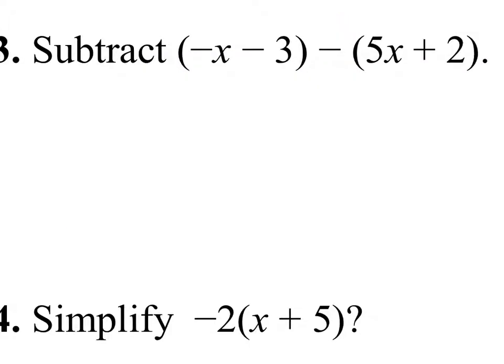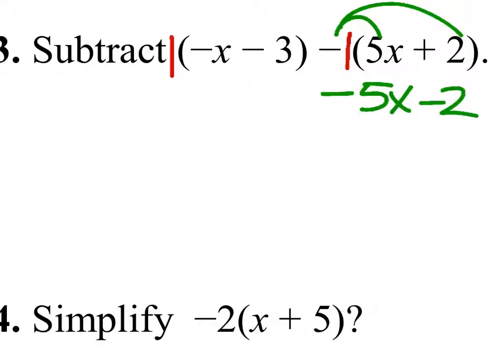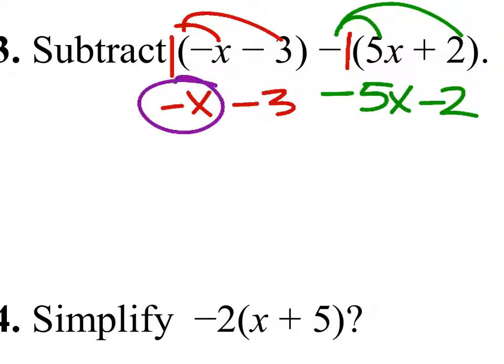All right, so right here, we need to subtract these. But what this really is, we're going to be distributing 1's here. In this case, we're going to be distributing a negative 1. So that becomes a negative 5x, right, and then minus 2. And then when we distribute that 1 into this set of parentheses, we get negative x minus 3. Again, the identity property of multiplication. So nothing changed on that first set of parentheses, but now I can combine like terms.